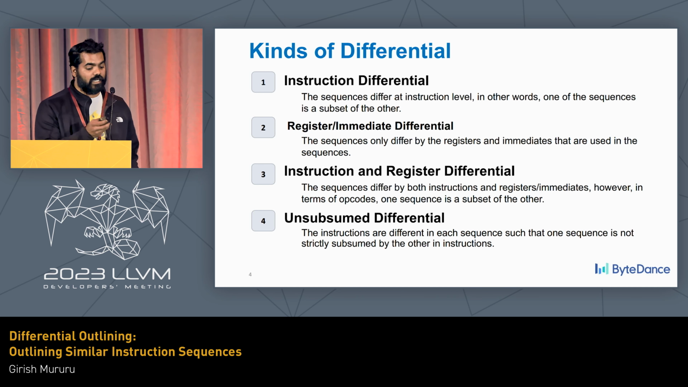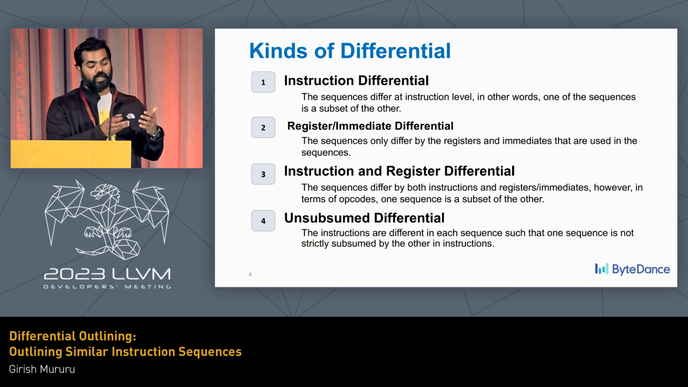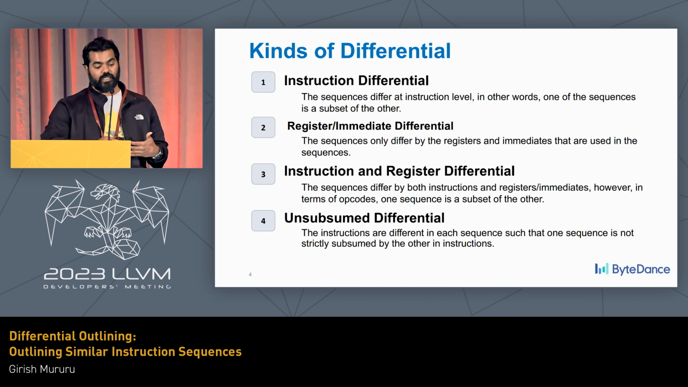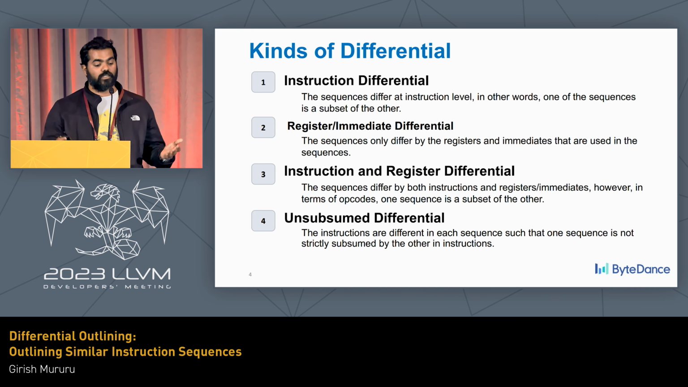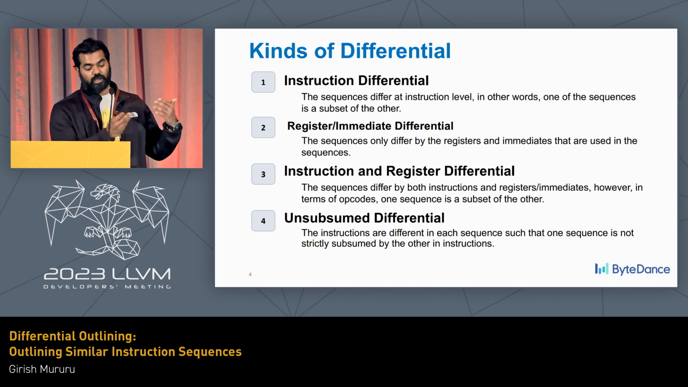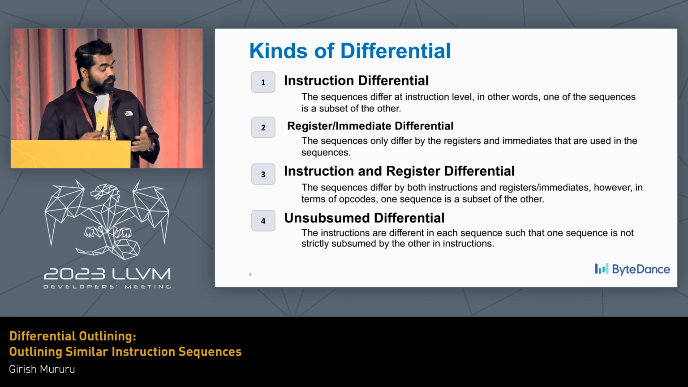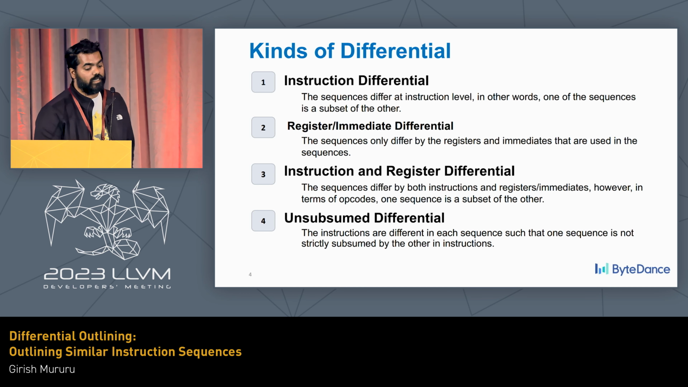And then you can have instruction and register differential. Basically, you can have instruction sequences which differ where one is the subset of the other, and also it differs by register or immediates. And then you can have all other kinds of differences, which we call unsubsumed differential, where one instruction sequence can completely deviate from the other sequence.